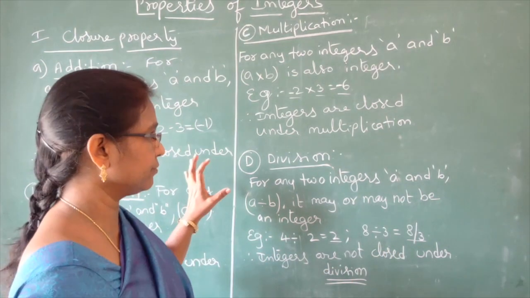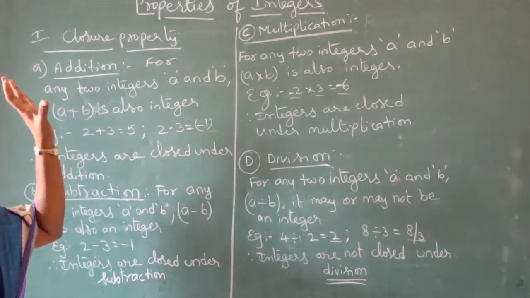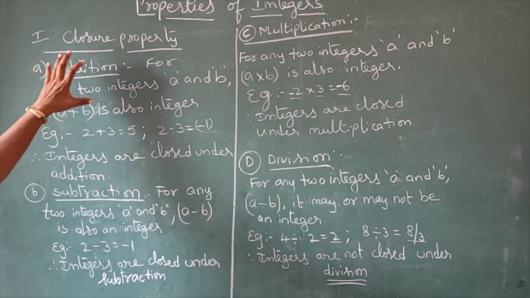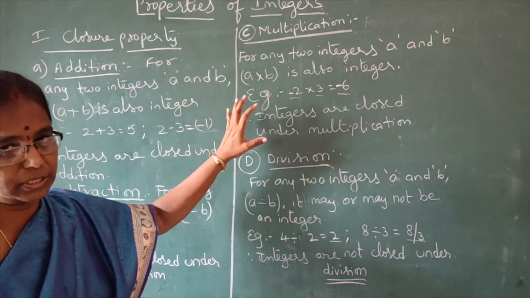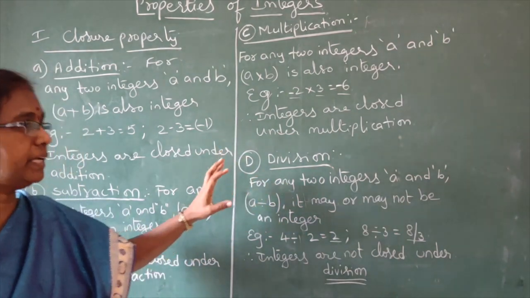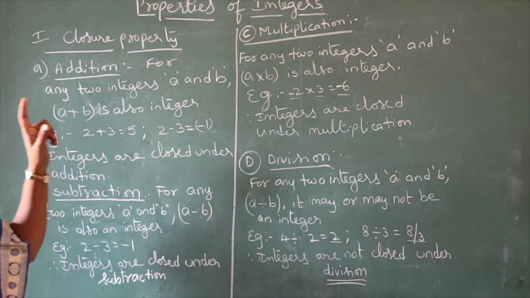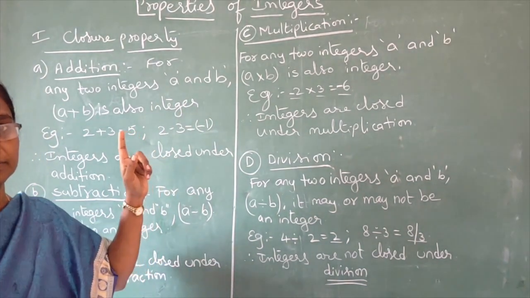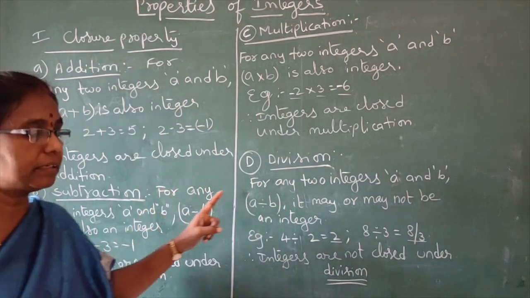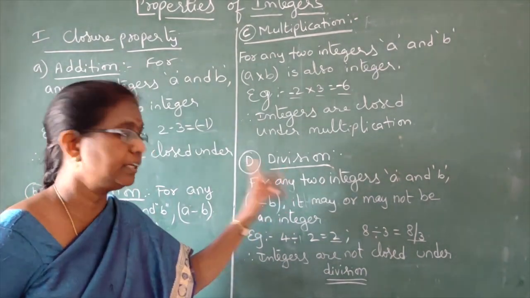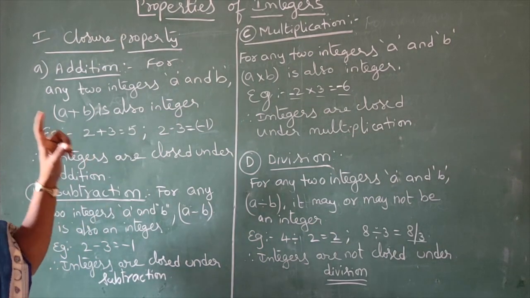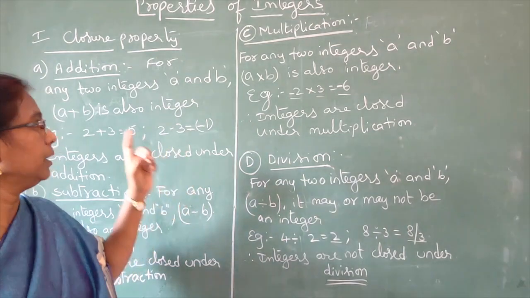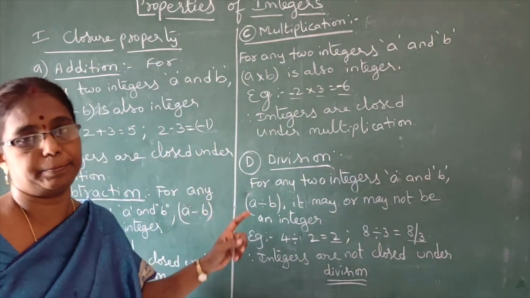Then, what is the conclusion for this property? In integers, closure property is applicable for addition, subtraction, multiplication. Not applicable for division. Means closure property holds under addition, subtraction, multiplication, but closure property under division is not applicable.